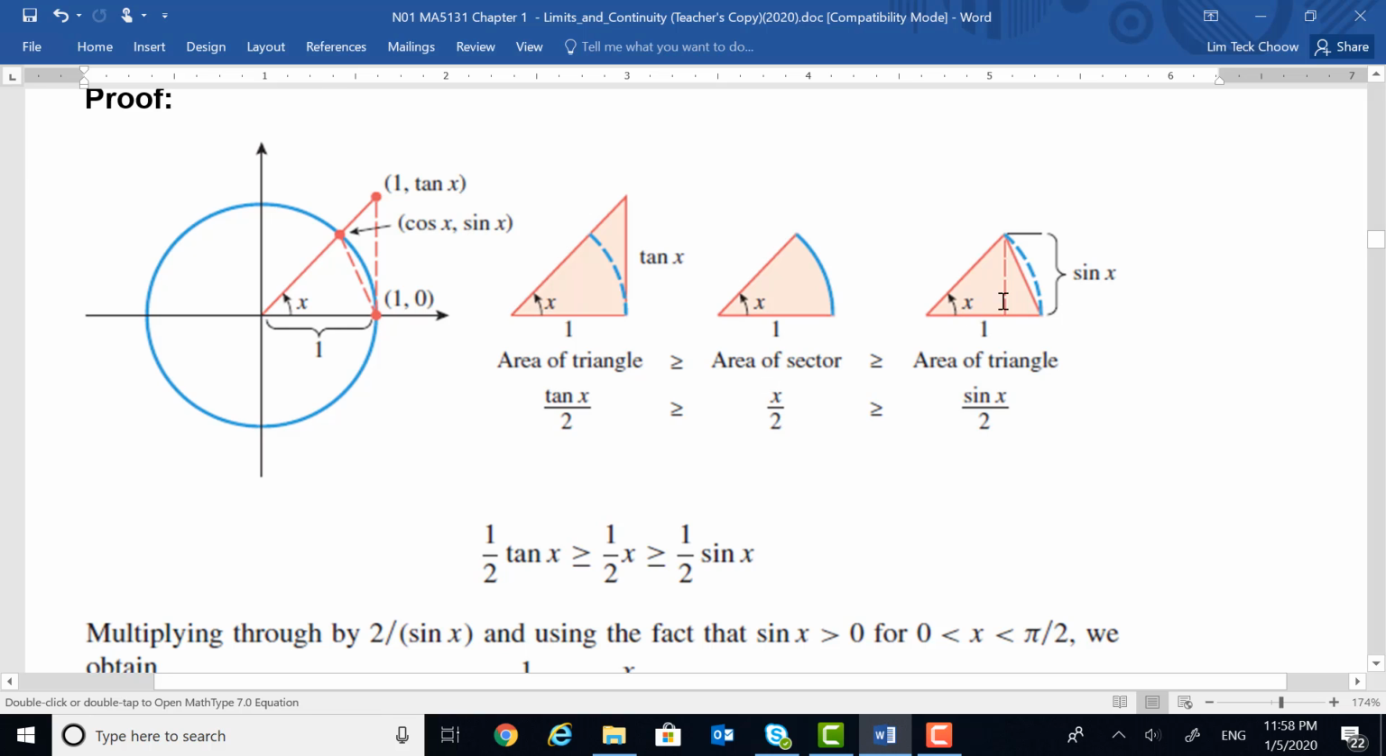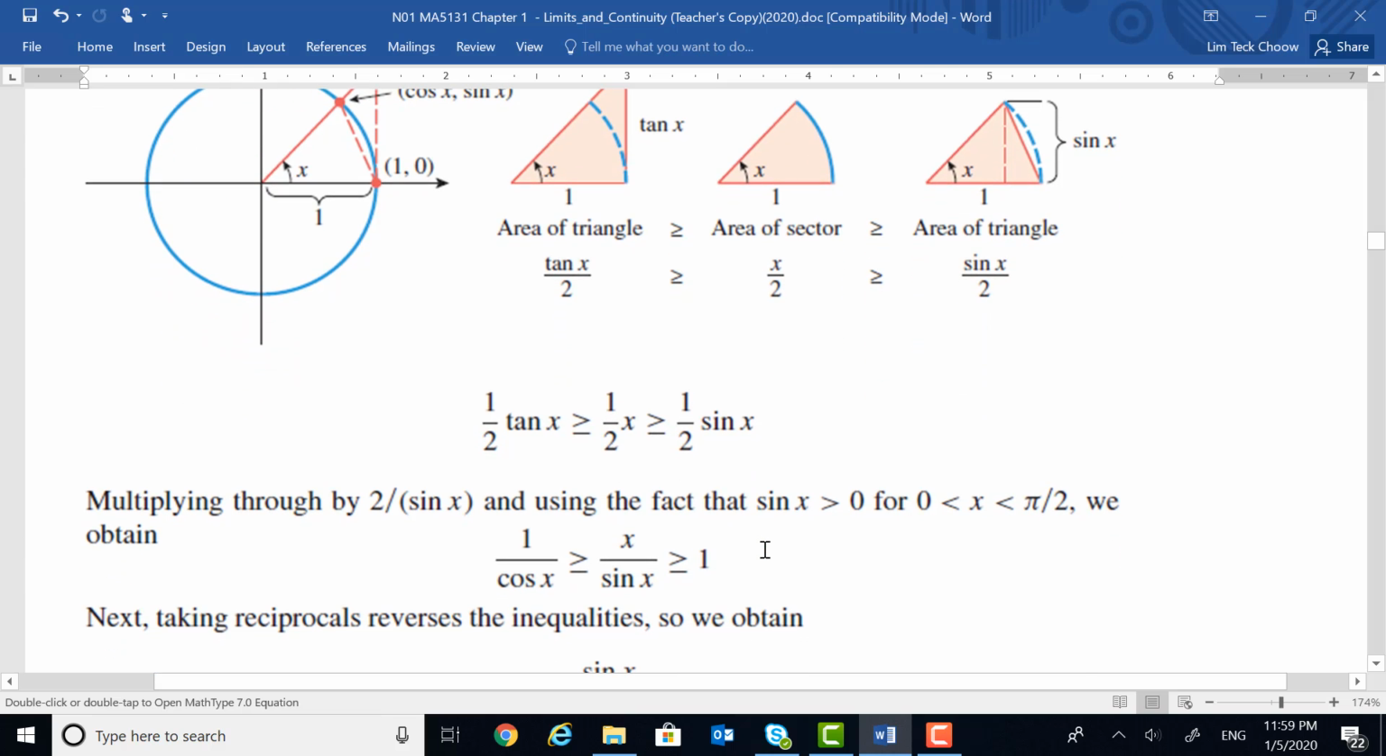And lastly, you can find the area of this triangle, which is of course smaller than this, using half a b sine x. Half a b sine x will end up with this expression. So from this geometrical consideration, you can see that this result holds true quite readily. This triangle has a bigger area than the sector, and this sector has a bigger area than the next triangle. So we have this statement that half tangent x is more than half x is more than half sine x.